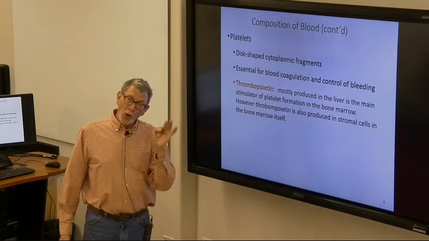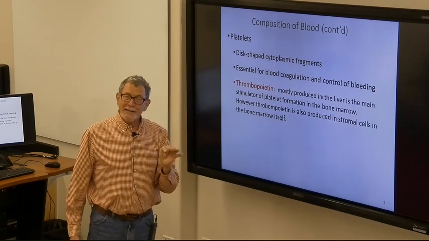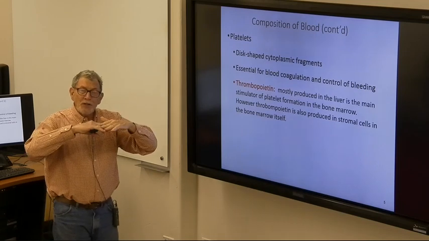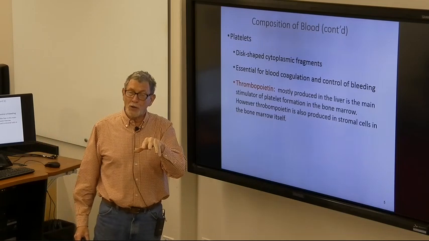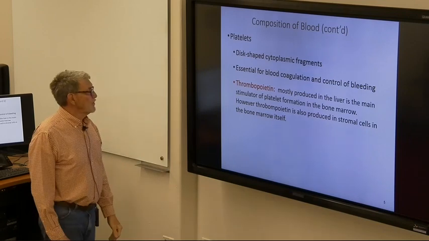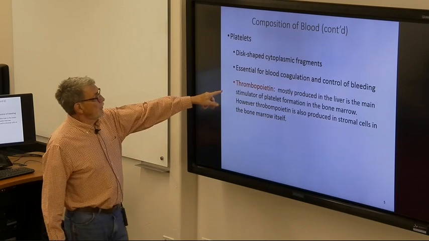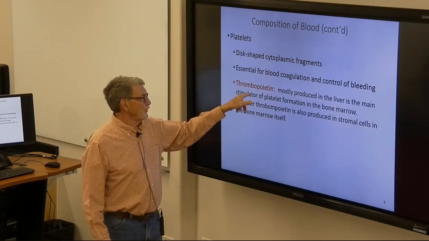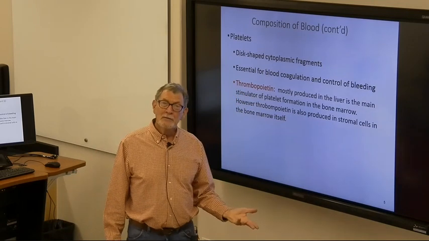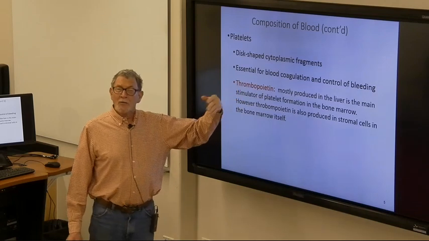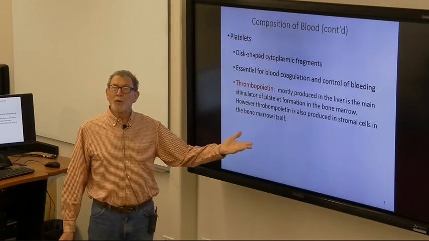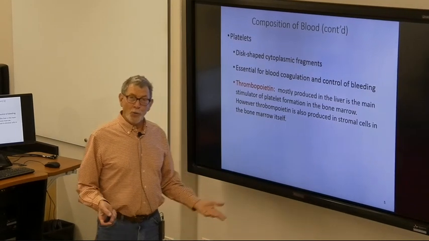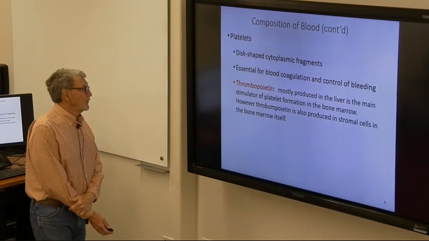Platelets are smaller than red blood cells, little flat discs that clump together and form the first part of a blood clot. They are stimulated by thrombopoietin. Poiesis is the creation of something. So thrombopoietin, the liver makes thrombopoietin and causes your bone marrow to make more thrombocytes, platelets.